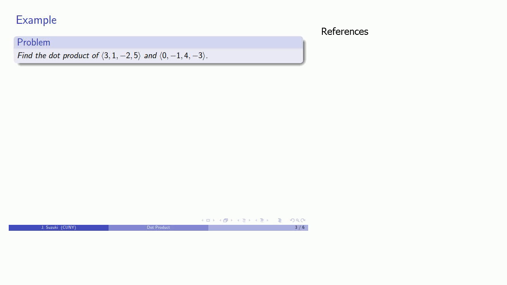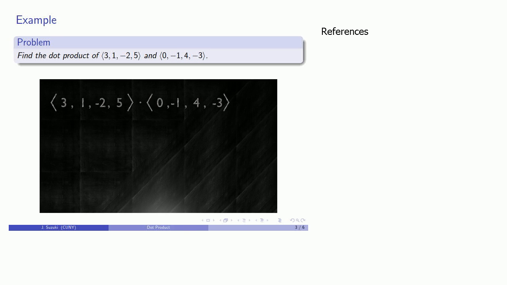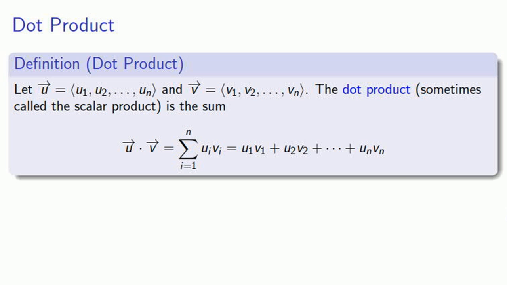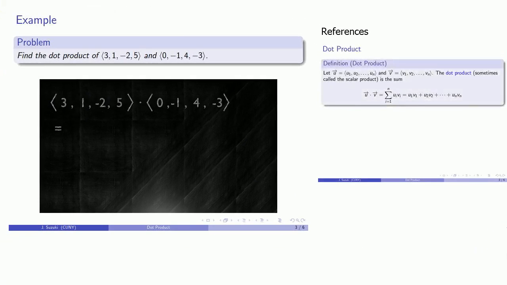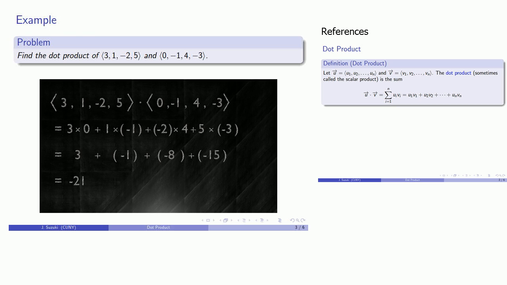For example, suppose we wanted to find the dot product of the vector 3, 1, negative 2, 5 with 0, negative 1, 4, negative 3. So going back to our definition, we see the dot product is the sum of the component-wise products. So to find the dot product, we'll multiply the first components of the two vectors together, then the second components, the third, the fourth components, and we'll add them all together. Multiplying, then adding, gives us our dot product.